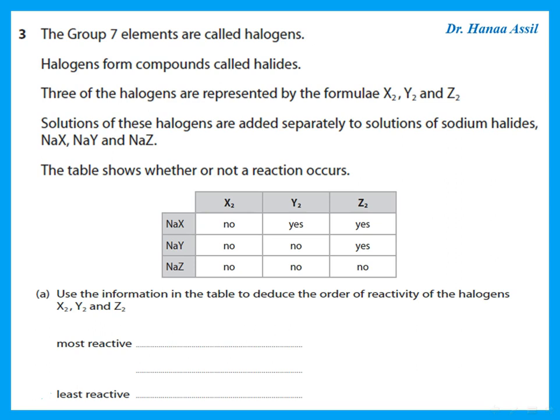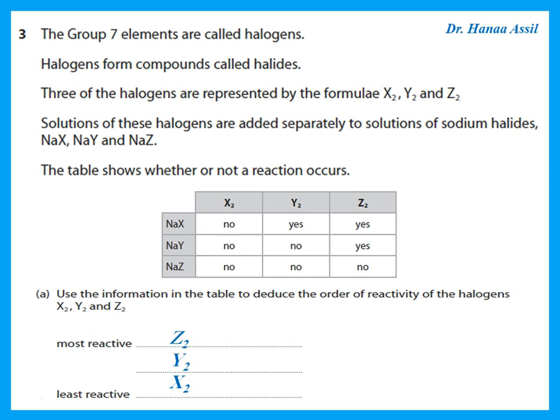If X2 does not react with NaY and it does not react with NaZ, that tells me that X2 is less reactive than Y and Z. Now, if Y2 reacts with sodium X, that means that Y is more reactive than X. If Z reacts with NaX, that means Z is more reactive than X.